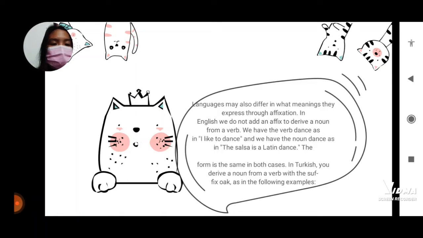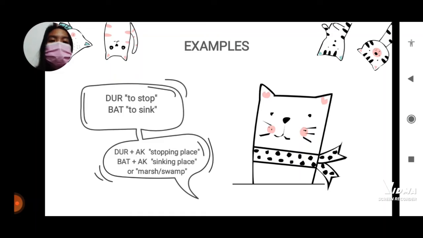In Turkish, you derive a noun from a verb with the suffix -ak, as in the following examples. Dur, to stop, and bat, to sink. And if you add ak to these words, it will become dur plus ak or durak means stopping place, and bat plus ak or batak means sinking place or marsh or swamp.